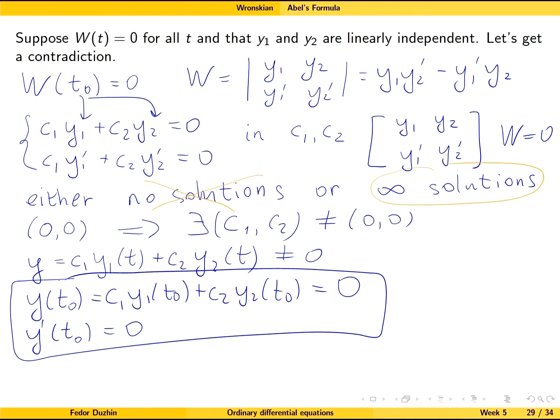But then this is a contradiction, because what this tells us is that this function y is a solution of the initial value problem y of t0 is 0 and y prime of t0 is 0. But at the same time, the 0 function is also a solution of the same initial value problem. So this initial value problem has two different solutions, the 0 function and y. And that is impossible because it contradicts the uniqueness part of the existence and uniqueness theorem. Since this is impossible, we got a contradiction, and this contradiction concludes the proof.